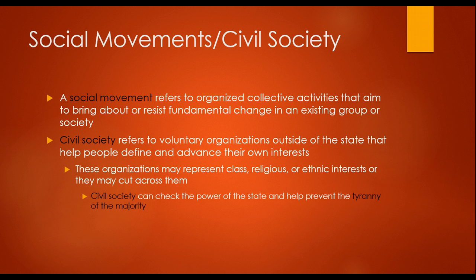And we also have to look at the idea of civil society. Civil society refers to voluntary organizations outside of the state that help people define and advance their own interests. So these organizations may represent class, religious, or ethnic interests, or they may cut across them. So when we look at this, you could have a Catholic group, or you look at FCA, Fellowship of Christian Athletes. You look at class-based concepts, different organizations that you can be part of. All of these things are going to play a part in developing the civil society of a nation.